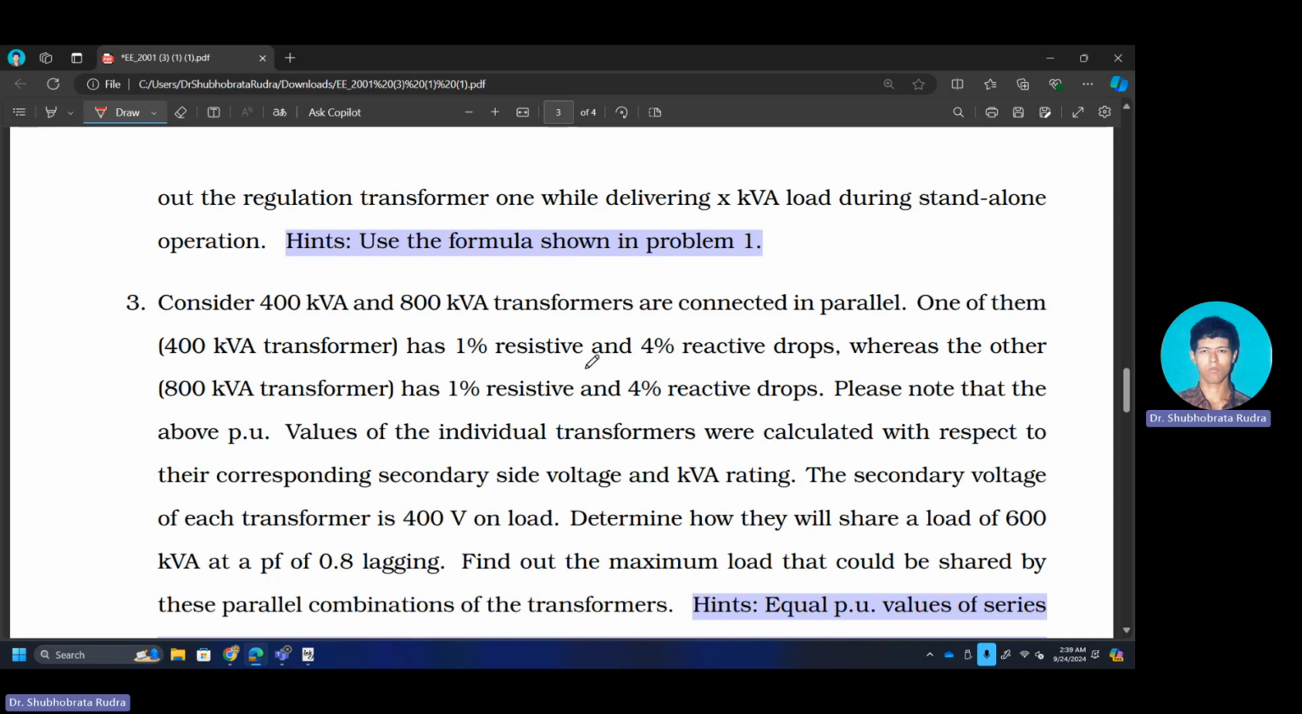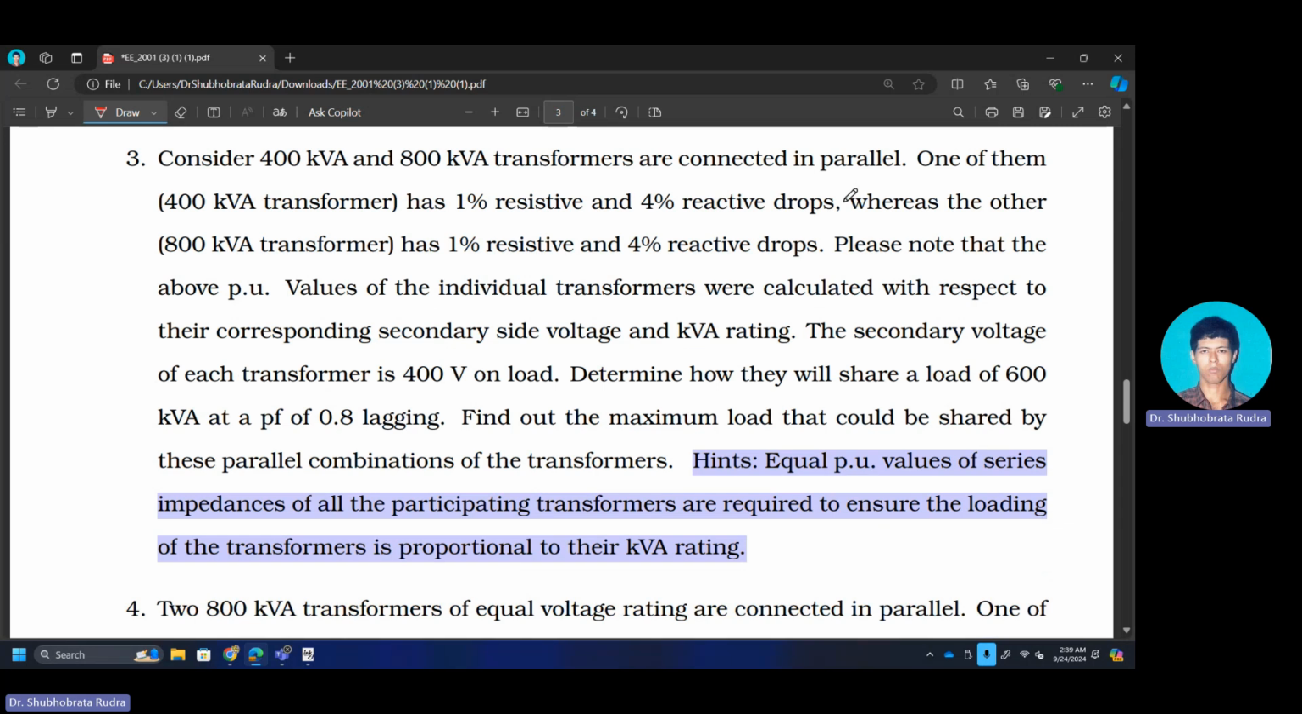But now coming to the third one. Consider 400 kVA and 800 kVA transformers in parallel. One of them has 1% and 4%, and the other also has 1% and 4%. So these two transformers are just like the previous case. Here they have different values of kVA.